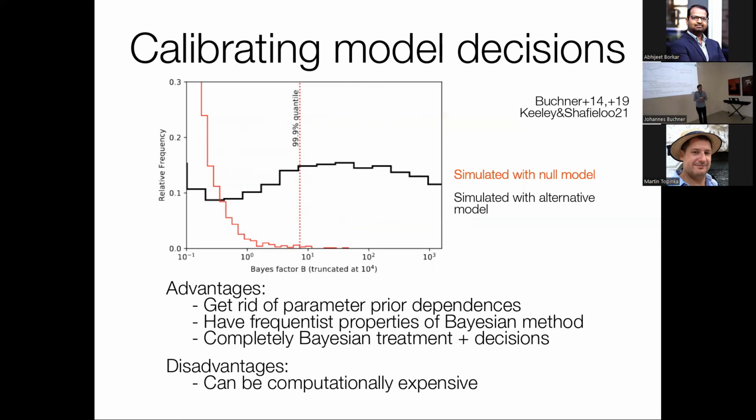And of course, you can ask the other question as well. You can simulate on the other model and ask, how often did I not make the step, although I should have? And that would be the false negative rate. And both are interesting. I here only showed the false positive rate, but you can do both. You don't have to rely on one model.